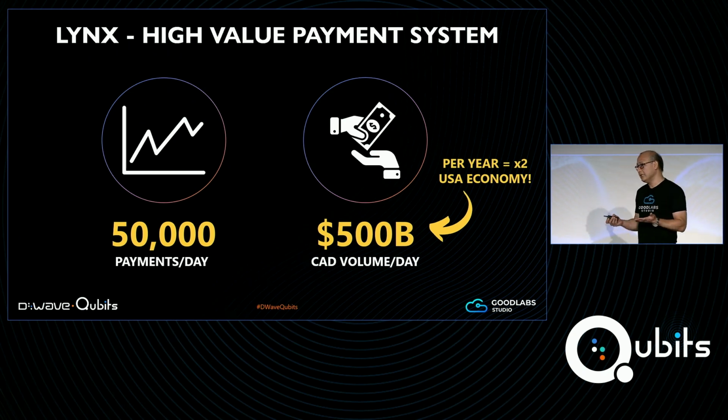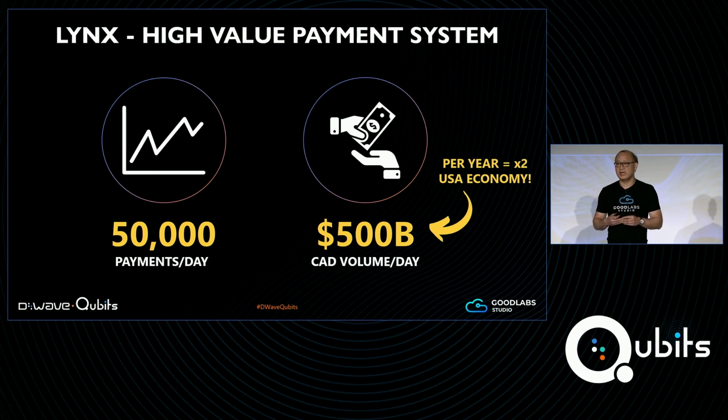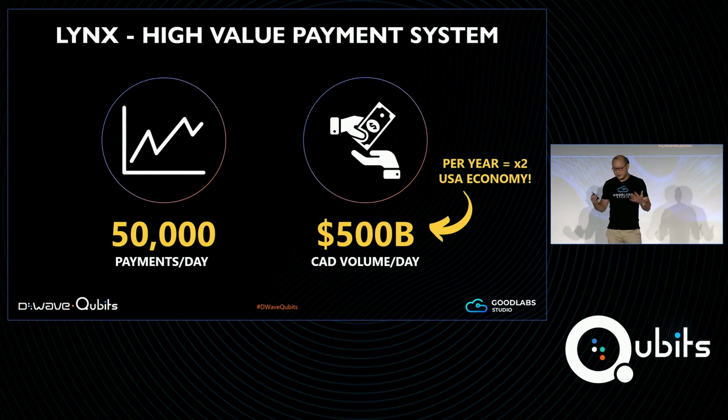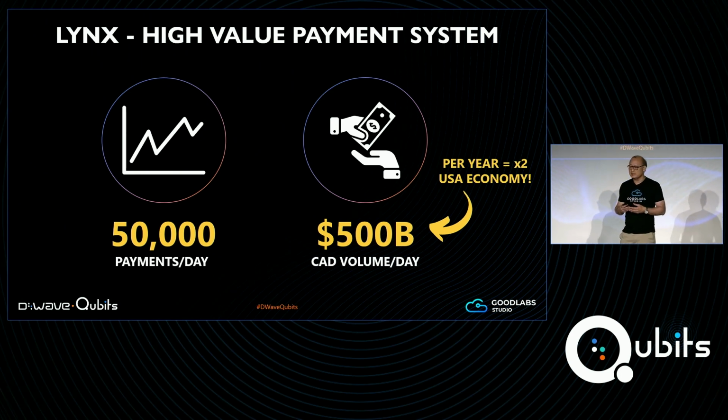LYNX is the Canadian high-value payment system. Thomas already talked a little bit about the statistics surrounding LYNX. LYNX processes about 50,000 payments per day, on a quasi or real-time basis. That's not a lot of payments, actually, if you think about it, for an economy like Canada or the US or any G7 economy. What really stands out is the value of these transactions. On a daily basis, LYNX does about $500 billion of transactions.